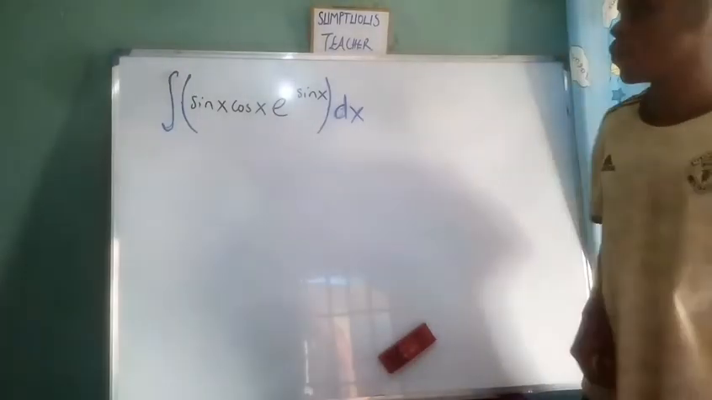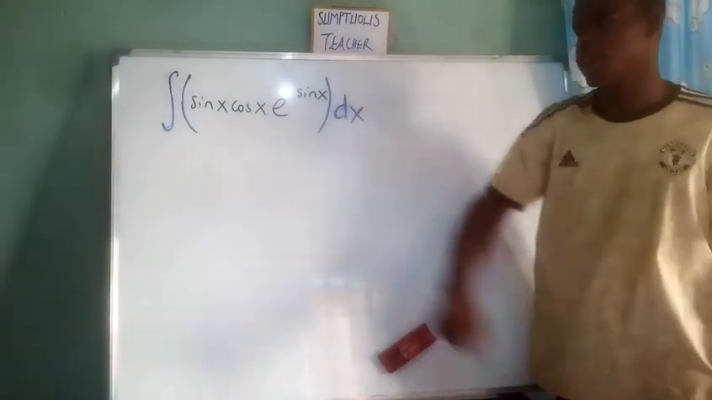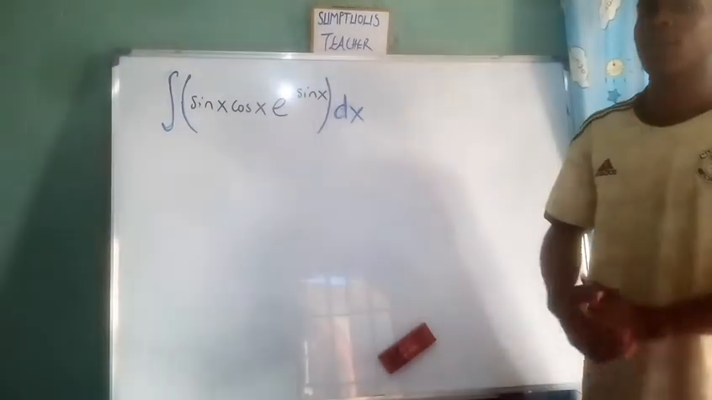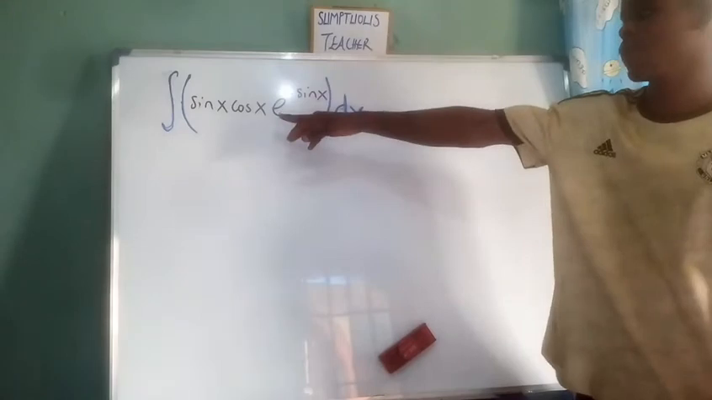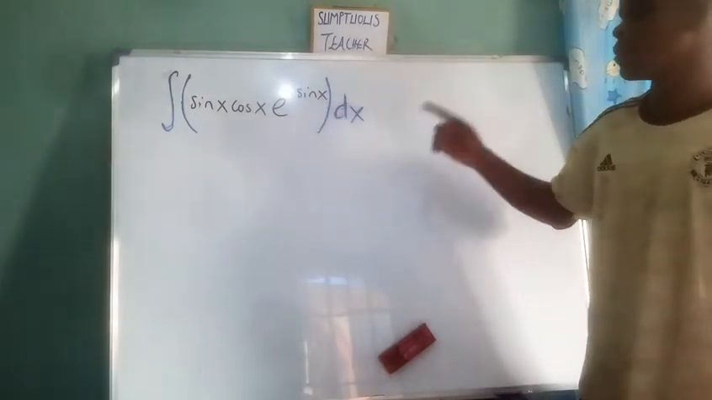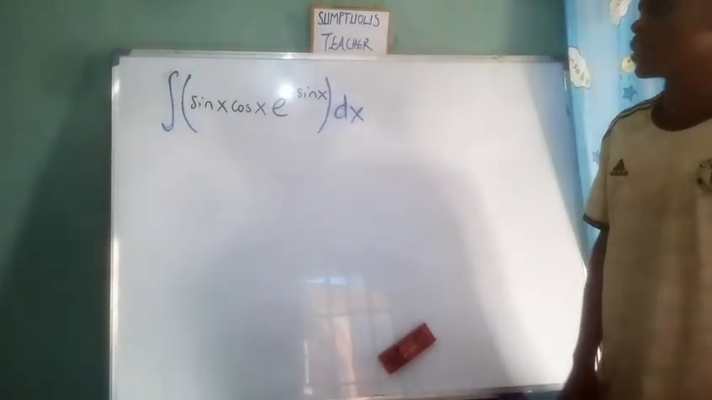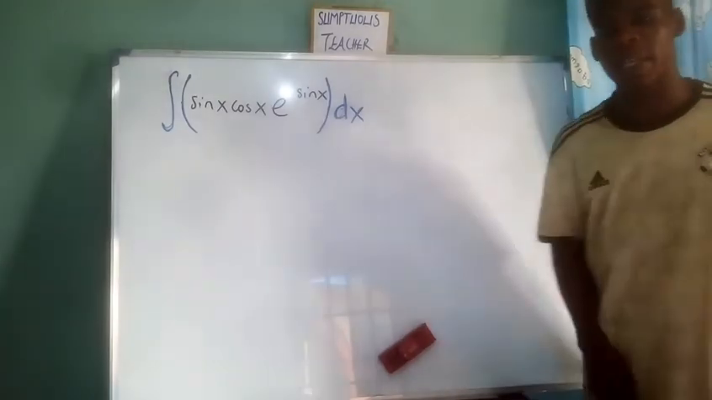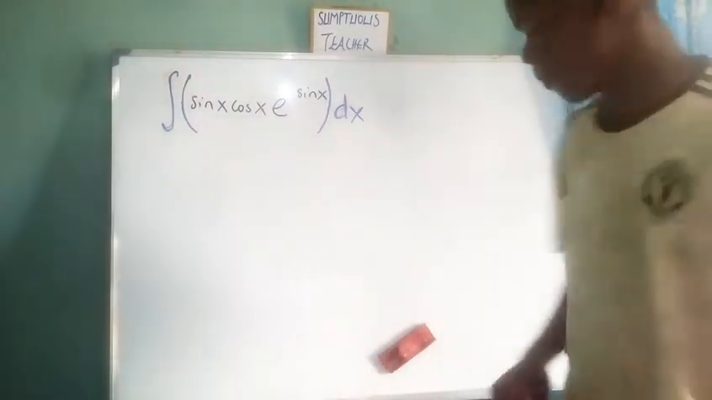Now right here we'll be integrating this function of x. We have sine of x, cosine of x, e to the negative sine of x. Wow, this seems so complex. Now let's get on with it.